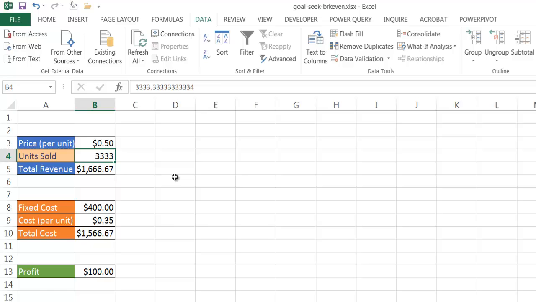So there's a short example of how to use Goal Seek to do some break-even analysis. In addition to doing break-even analysis where it's going to be at zero, you can also use Goal Seek to seek out a goal. How many units do we have to sell here in order to make $100? So there's your brief example of how to use Goal Seek to do break-even analysis.